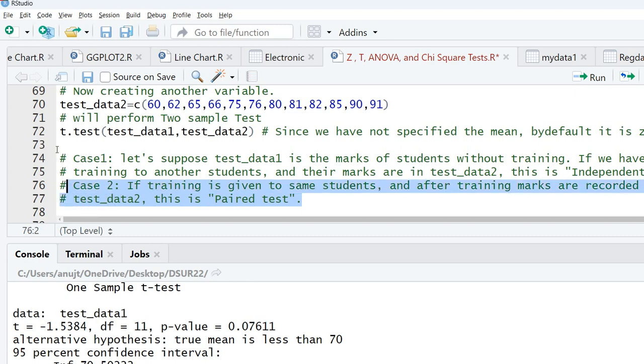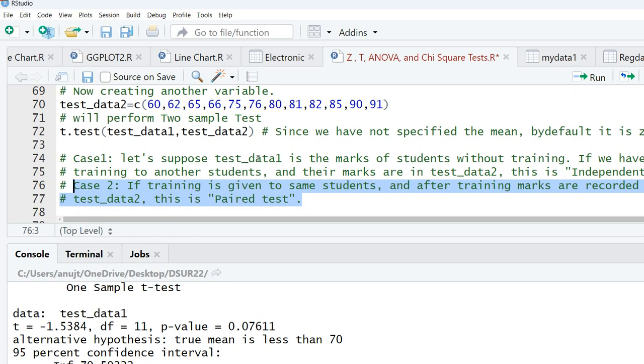Right now I'm taking case 2, where we took a test of students and recorded marks, and after that we gave training to those students and again recorded the marks.